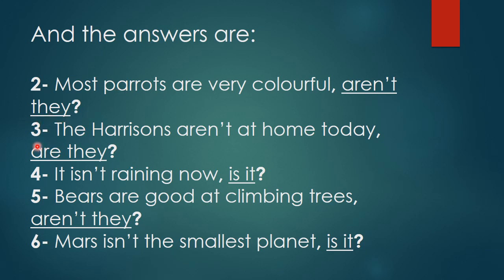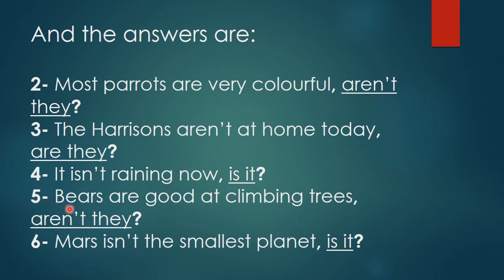They. Okay. Number 3. The Harrisons aren't at home today. Are they? So I have a not here. So what's the opposite of it? It's are. Harrisons, they. Alright. Number 4. It isn't raining now. Is it? So I have a not here. What's the opposite of it? Is, and I already have the pronoun, so I just put it the way it is.